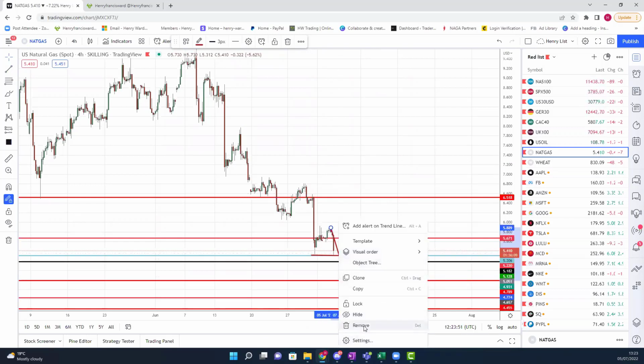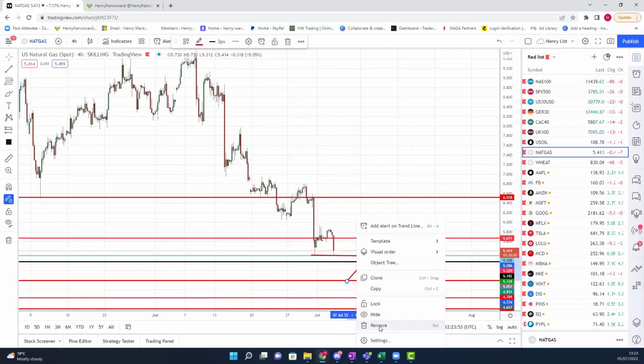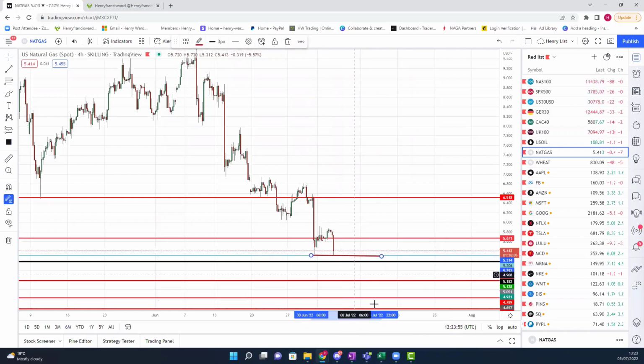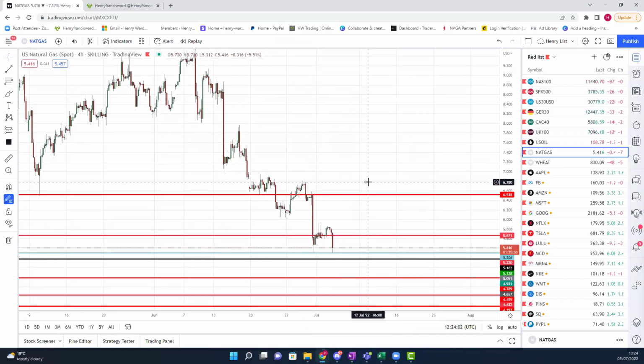Nigel has popped up the actual article there as well. If anyone, Nigel or James, can pop that in the chat group as well in Discord, please.